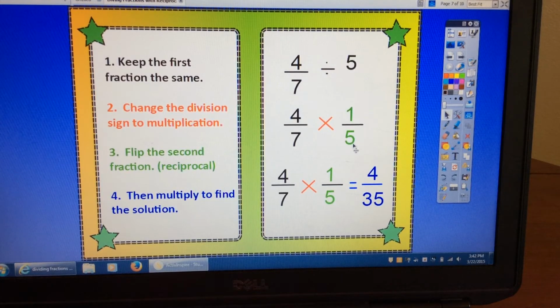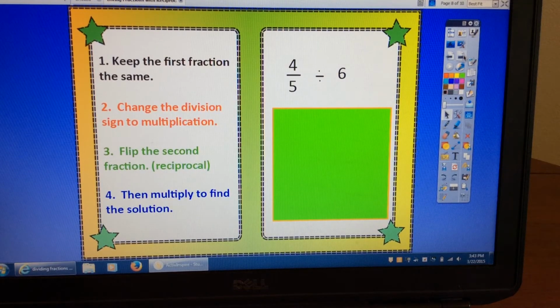So we flip it, so it's 1/5 now, 1/5. And then now we can just go ahead and multiply. 4 times 1 is 4. 7 times 5 is 35. Okay, it's very important for you to know those 4 steps to help you. Let's go to another one.